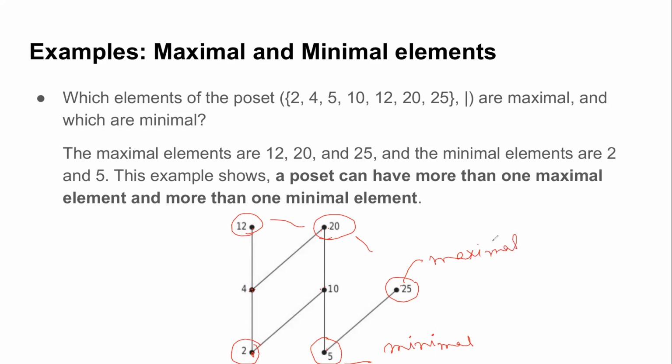So in general, what we can conclude from this example is that a poset can have more than one maximal element, and even more than one minimal element. It's not necessary to have just one. So what is a maximal element? In terms of the Hasse diagram, it is that element which does not have an edge above it. Similarly, a minimal element is one which does not have an edge below it. Is that clear, class? How do you identify the maximal and minimal element?